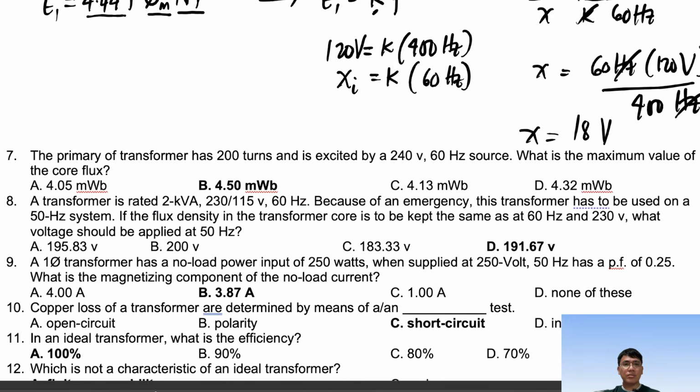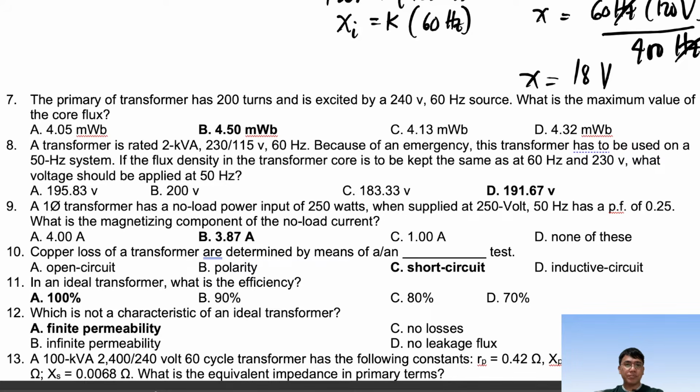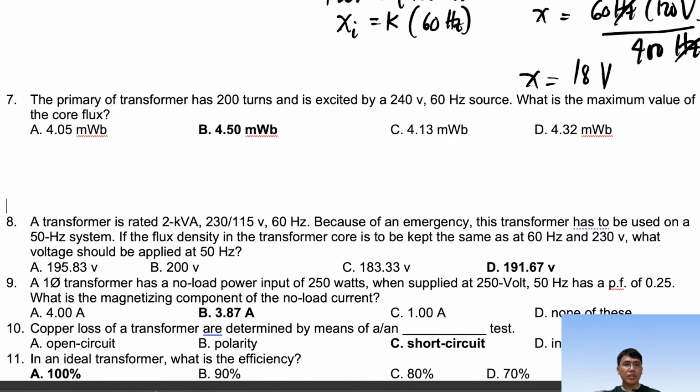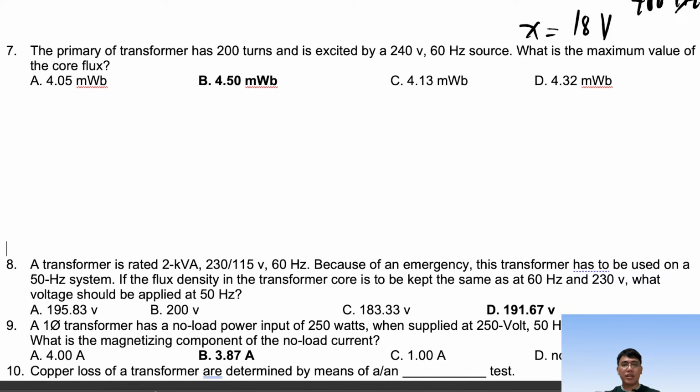Okay, so we move on to question number 7. The primary of a transformer has 200 turns and is excited by a 240 volts 60 hertz source. What is the maximum value of the core flux? So we are talking about theta sub m. Since we have the formula, the generated EMF for the primary, E1, is 4.44 f theta sub m, theta max, and N1.